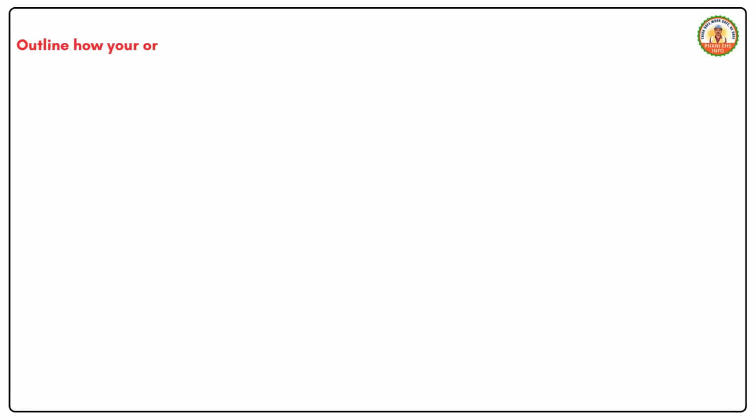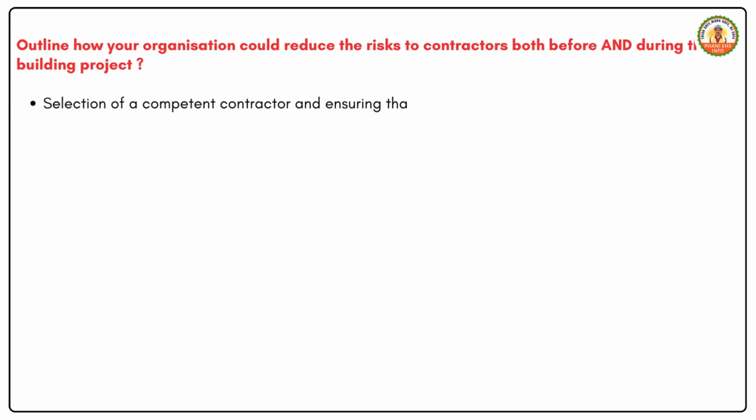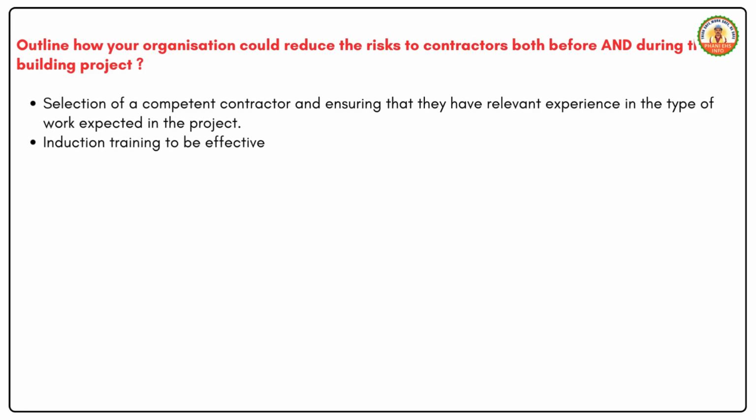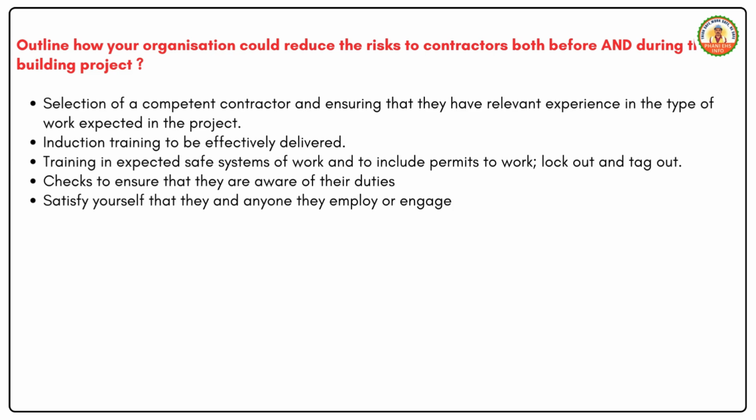Outline how your organization could reduce the risks to contractors both before and during the building project. Selection of a competent contractor and ensuring that they have relevant experience in the type of work expected in the project. Induction training to be effectively delivered. Training in expected safe systems of work, and to include permits to work, lockout and tag out. Checks to ensure that they are aware of their duties. Satisfy yourself that they and anyone they employ or engage are competent and adequately resourced.